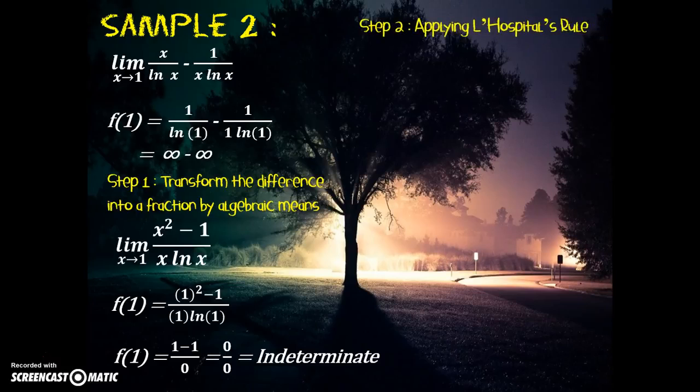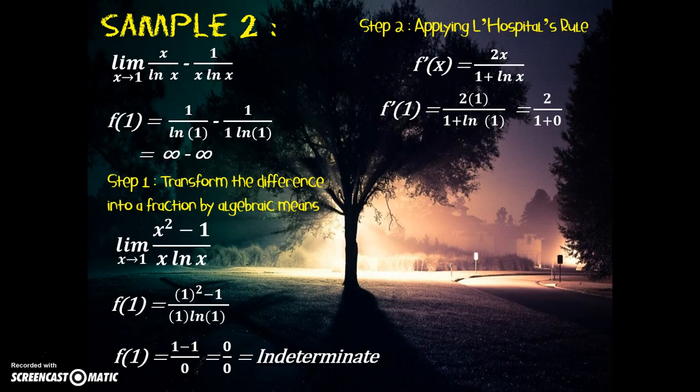Applying L'Hopital's rule, we'll have f prime of x equal to 1 over 1 plus ln x. Substituting 1 will result in 1 over 1 or 1.